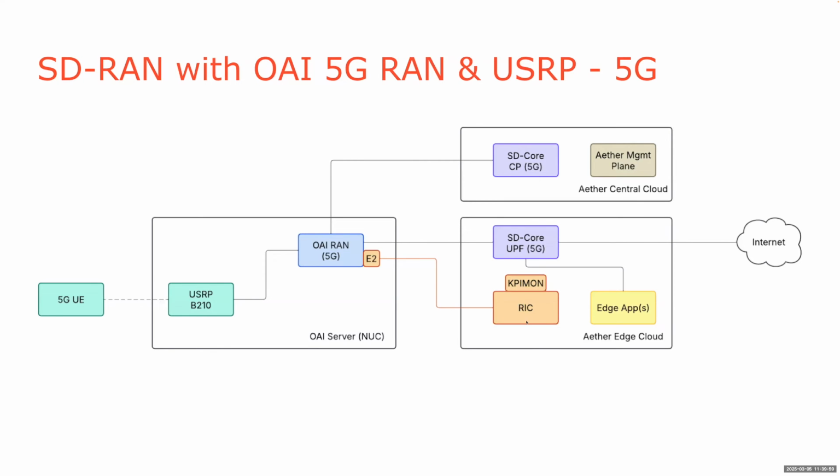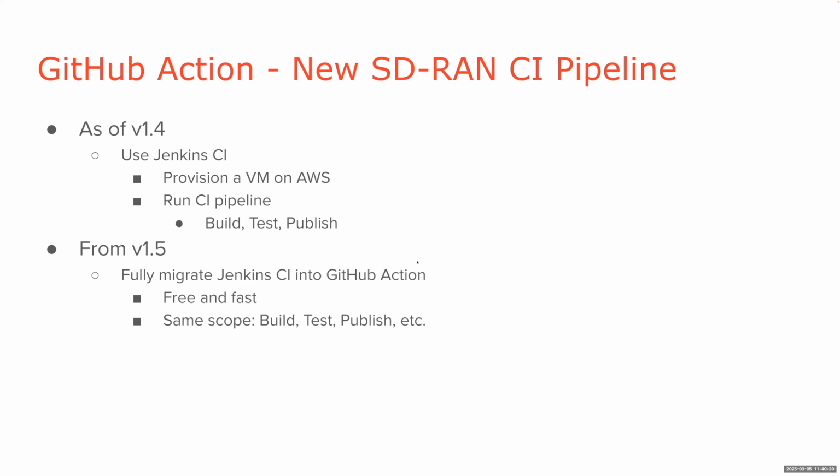And on our RIC side, in the 4G case, we could use not only the KPI mode but also the RSM service model, the RSM-X application. But now for 5G, as of now, we only support the KPI-X application. So that is the OAI 5G RAN stack with USRP integration. And the third bullet was our CI pipeline changes, right?